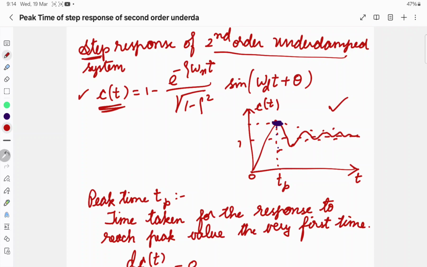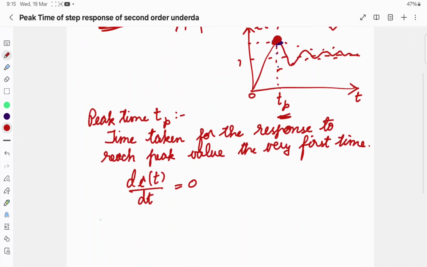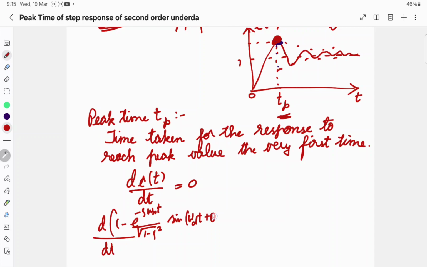So what is peak time? We can clearly see the peak time is the time at this point, the peak value. The time taken to reach the peak value is called peak time. To find any peak value or maximum value, we have to differentiate that c of t with respect to time and equate it to 0, right? So differentiate c of t, that is 1 minus e power minus zeta omega n t divided by square root of 1 minus zeta square, sine omega d t plus theta, and equate it to 0.